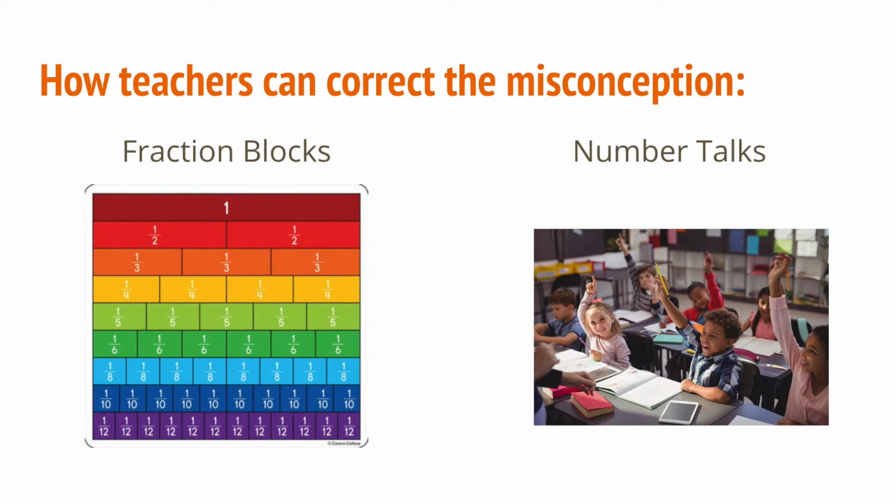So how can we correct this misconception? When comparing unit fractions, students can use fraction blocks to show and compare the sizes of fractions. Teachers should explain that the number on the bottom means how many parts the whole has been divided into, and the number on the top means how many of those divided parts are chosen for the problem.